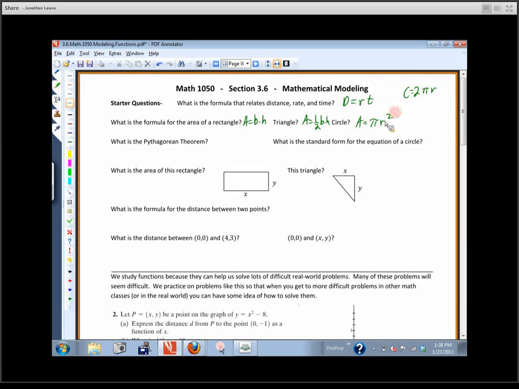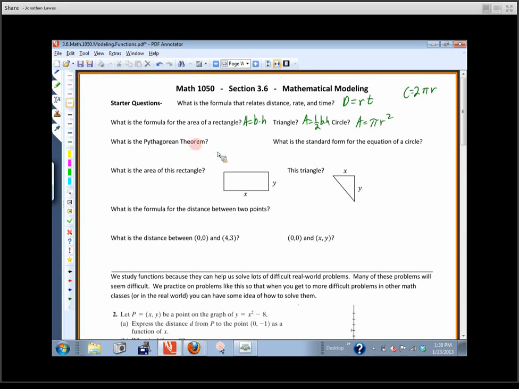Does anybody know how to keep straight which is which? You could know which is which. Very good. If you square something, it's two-dimensional. So the one with a square in it, area is two-dimensional. So that's got to be the one that has the square in it. Okay.